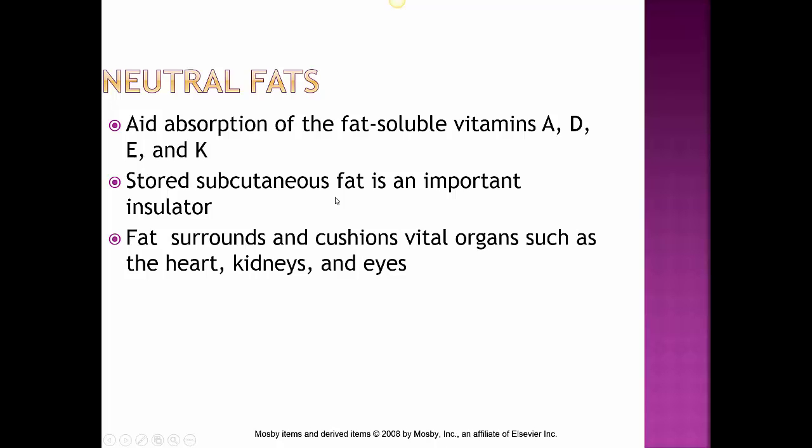A lot of the fats are contained in the subcutaneous area and in things such as the omentum covering the abdomen. They also help to cushion a lot of your vital organs such as the heart, kidneys, and eyes. So they have several different roles besides just being an energy source. They can also be a storage for the vitamins, an important insulator, and work as a cushion.